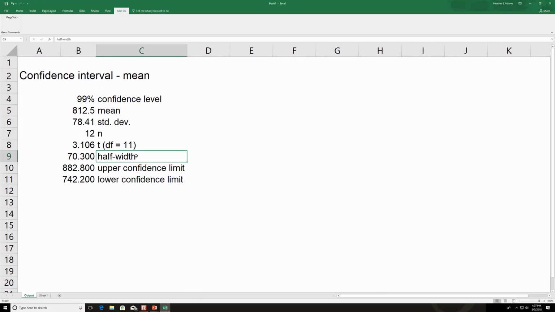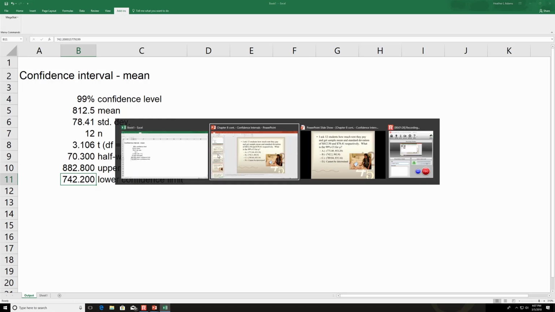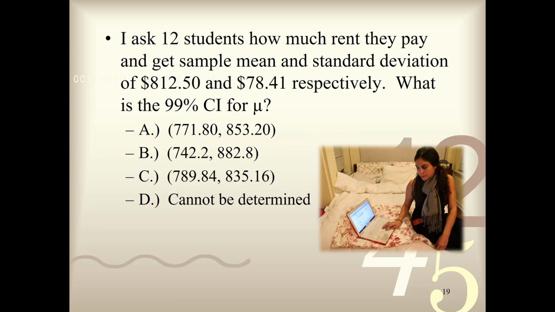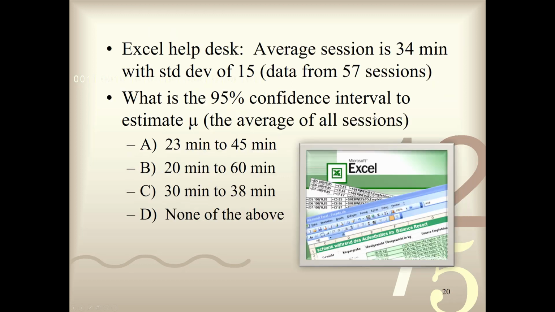Here's the margin of error, and that's added and subtracted to the sample mean to get my confidence interval. So I can be 99% confident that the population mean will fall between $742.20 and $882.80. Okay, so B would be the answer there.